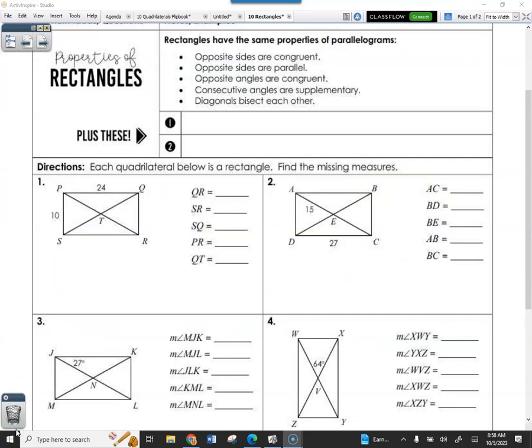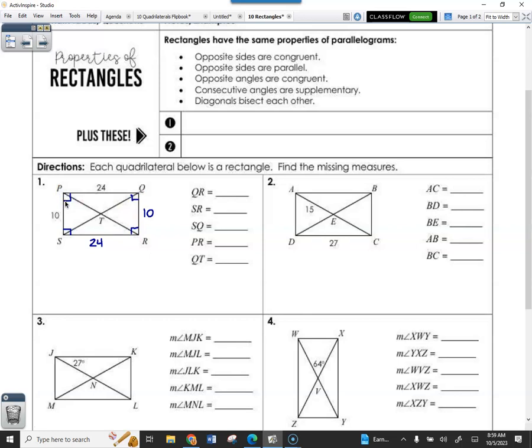So looking at number 1, you'll notice it's only asking us for segment lengths. It never asks for anything to do with angles. So first, remember that we're dealing with a rectangle. If I know that's 24, I know this is 24. If this is 10, this is 10. And I'm going to draw the right angle just so I remember I'm dealing with a rectangle.